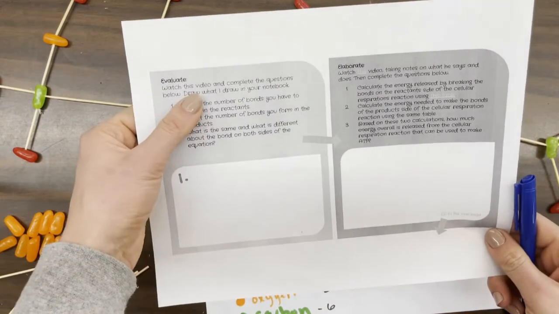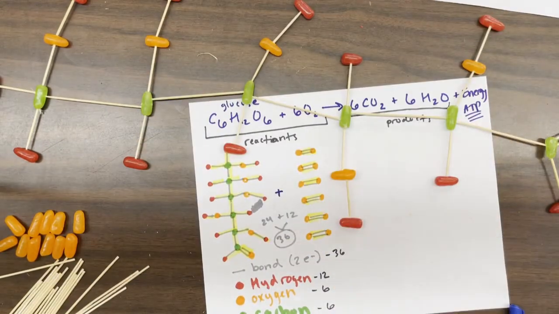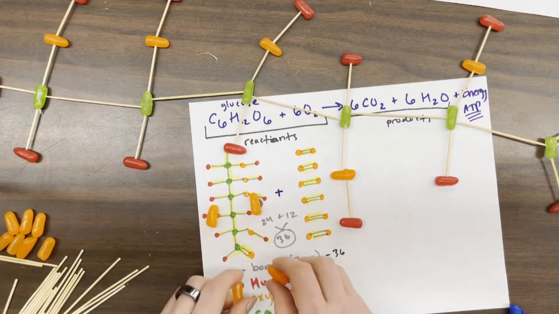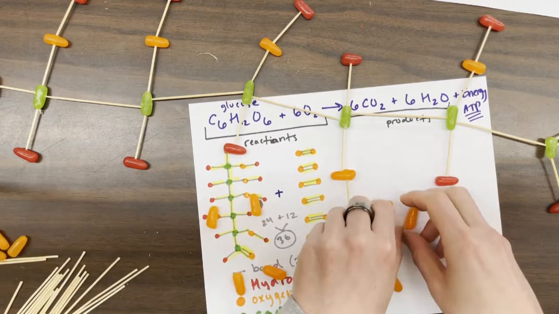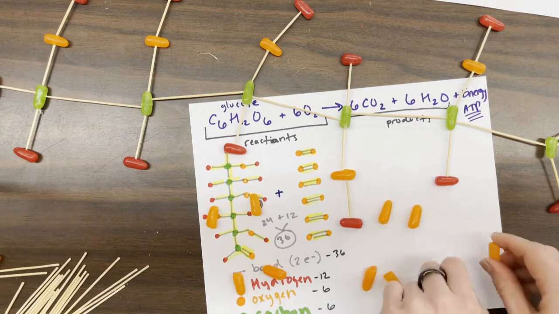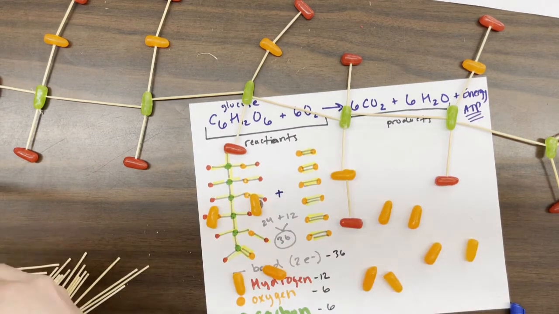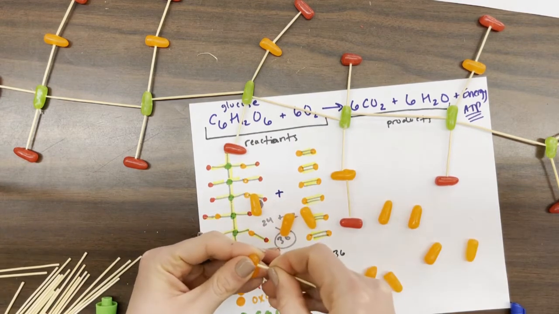Okay, so count the number of bonds you have to break in. Oh wait, I forgot over here. I didn't do these ones yet. Okay, so now I'm gonna go ahead and do boop, boop, boop, boop, boop. So I did 1, 2, 3, 4, 5, and 6. All right, you guys, we're almost done. There.